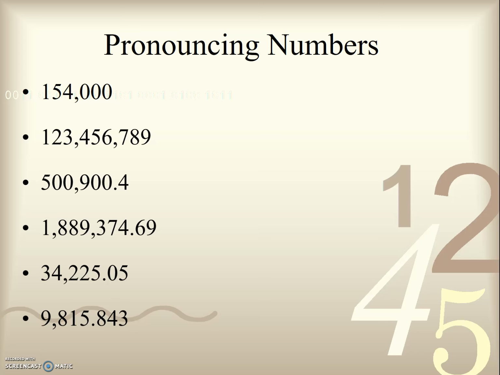9,815 and 843 thousandths. So if you'll notice, when we say the decimal names, we are saying them by the name of the smallest decimal place. So for example, in this case, since I have a thousandths right there, I'm just going to say 843 thousandths. Okay, one more. This is 132,856 and 9 thousandths.